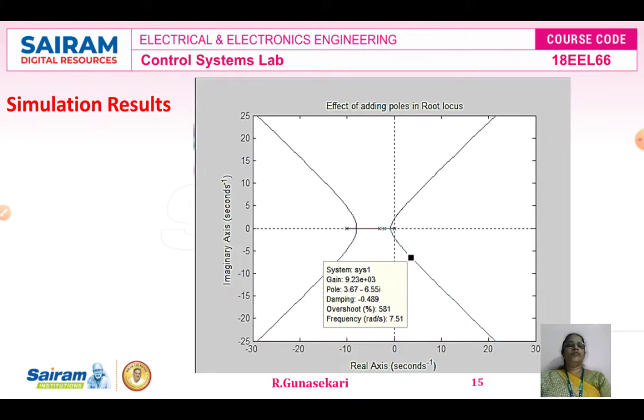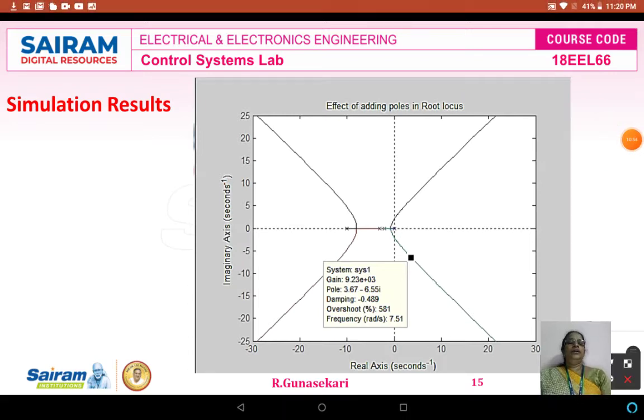Then the second one is the effect of adding poles in root locus. I told you this title: real axis, imaginary axis. We are getting the curve. So this is the adding of poles only. The pole is always represented by a cross mark. Here you see that is system 1. This shows the gain, pole, damping, overshoot, frequency. On the figure window, if you right click, all those things will come.